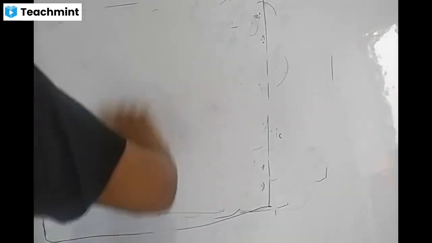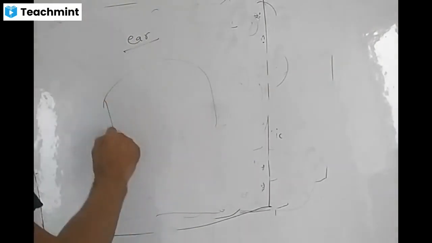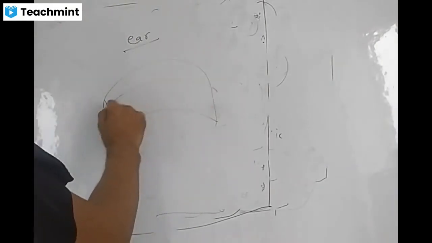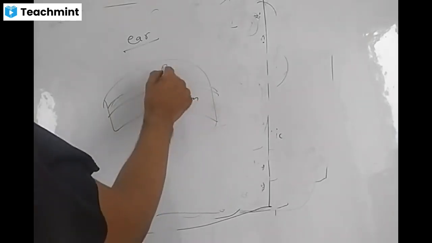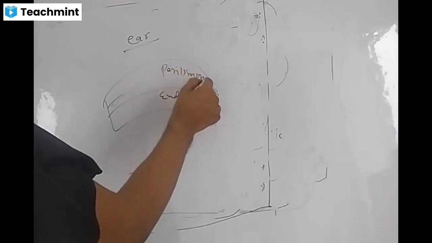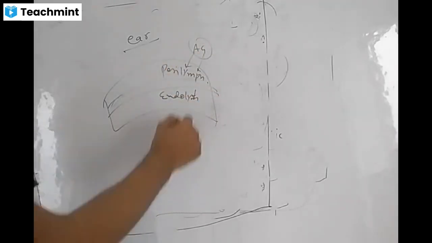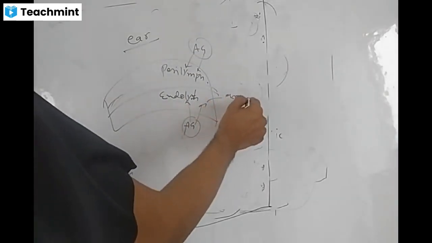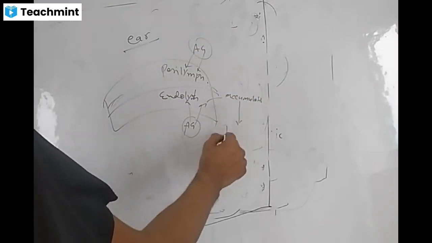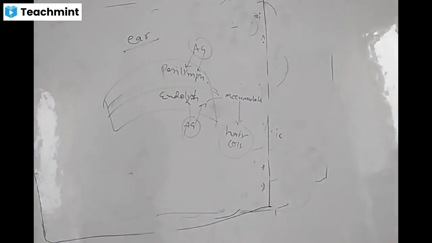The third toxicity is in the case of the ear, ototoxicity. If we look at the structure of the ear, there are some fluids, endolymph and perilymph. Aminoglycoside enters into these fluids and accumulates and damages the hair cells. So there will be ototoxicity.